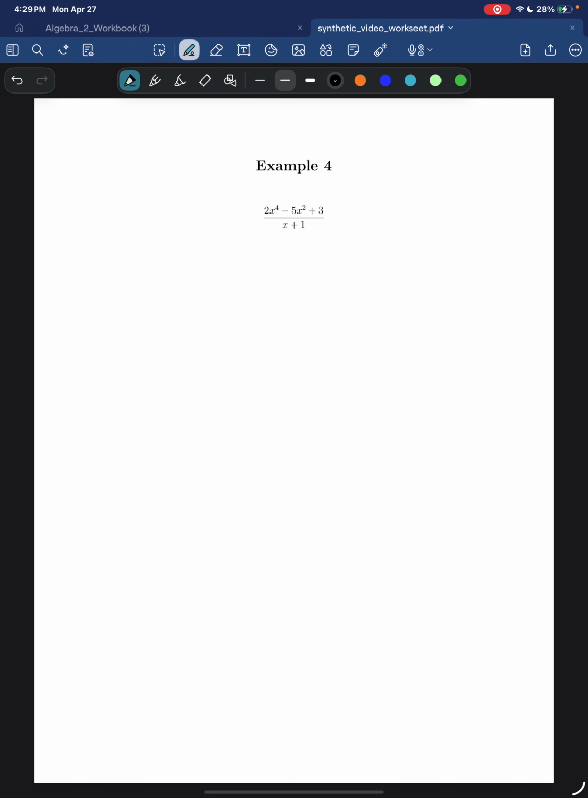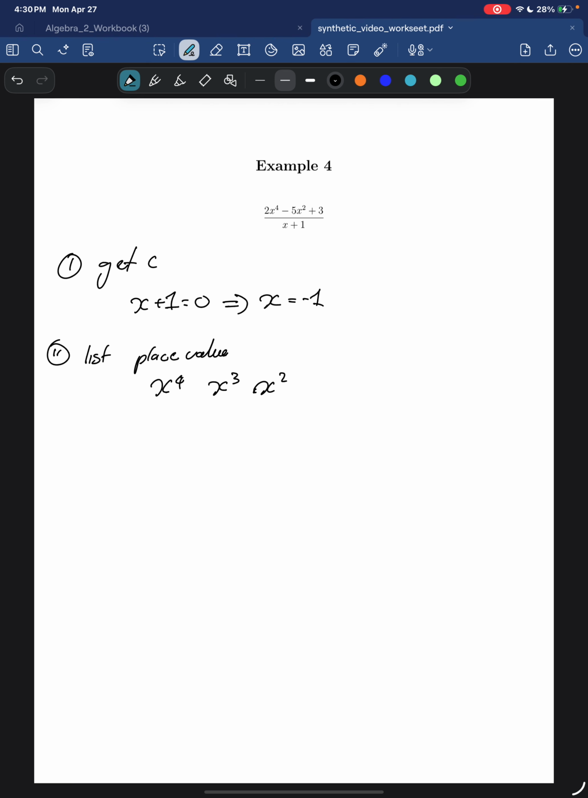2x to the power of 4, right? Same thing. Get C. So C is going to be x plus 1 equals 0, right? X equals minus 1, right? And then number 2, the next step in this case will be to list placeholder values. So this time you see we have x to the power of 4. So we've got to start with x to the power of 4 and then go all the way down to x to the power of 0.